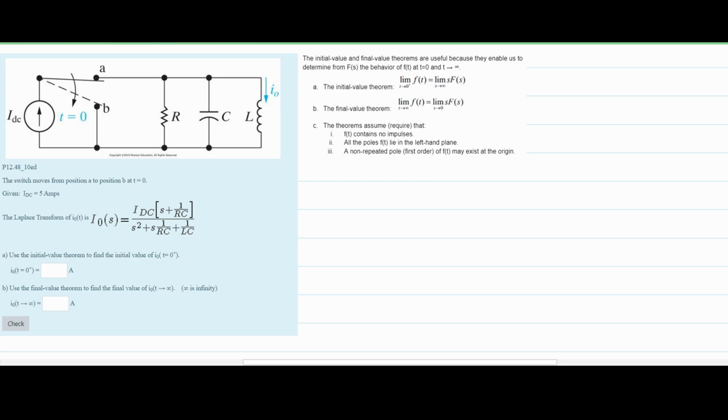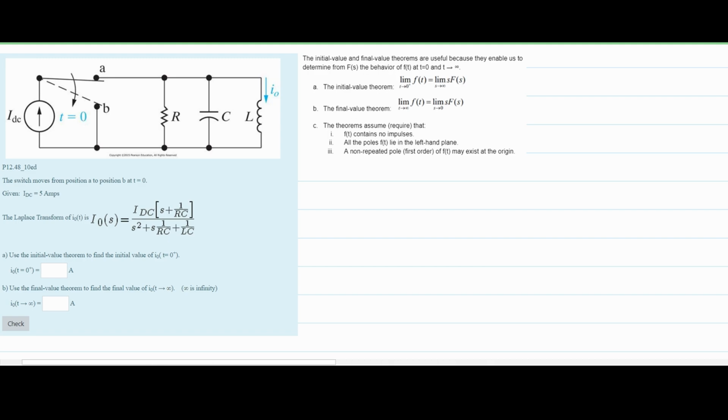We're told that the switch moves from position A to position B at t equals 0. We are also given that I_DC is equal to 5 amps, and the Laplace transform of our i_0(t) is I_0(s), and then we have the following equation. Now we need to use the initial value theorem and the final value theorem.